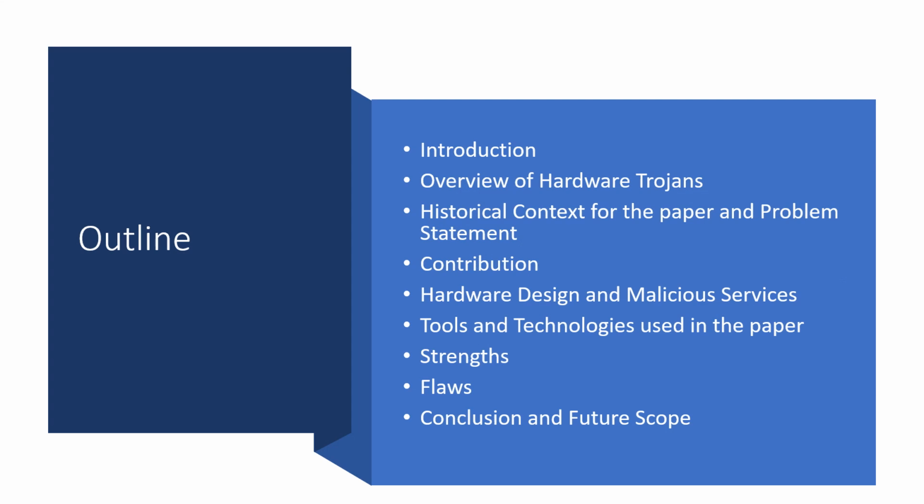Here is a brief overview of the presentation. We'll start with understanding the background for the paper, that is, hardware Trojans. This will include its components and properties. Followed by this, we'll be taking a look at the historical context of the paper. Then, we will look at the problem statement, salient contributions of the paper, and an overview of the hardware design and tools and technologies used. After that, we'll assess the strengths and flaws of the paper. Then finally, we'll look at the future scope of the study and then conclude the presentation.